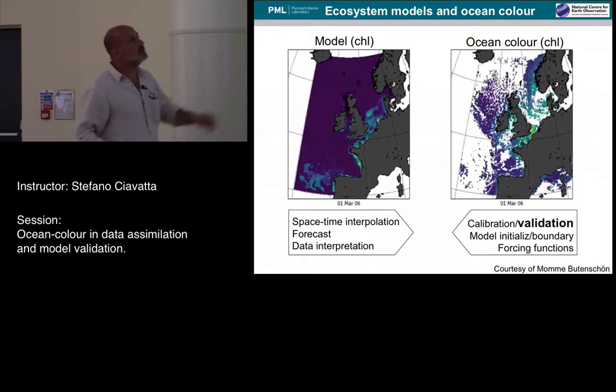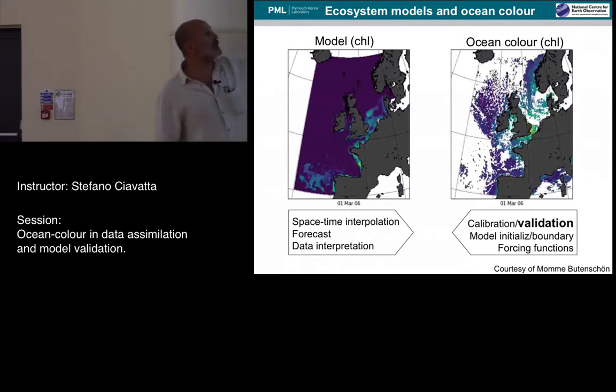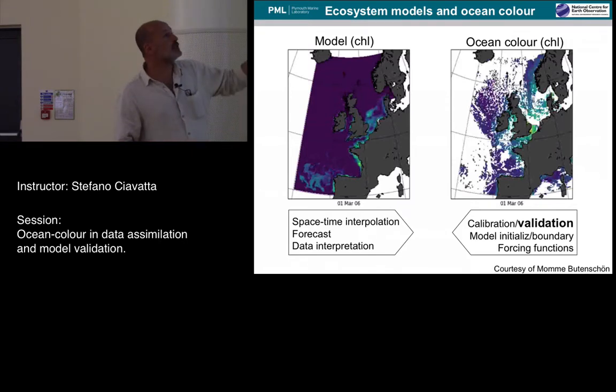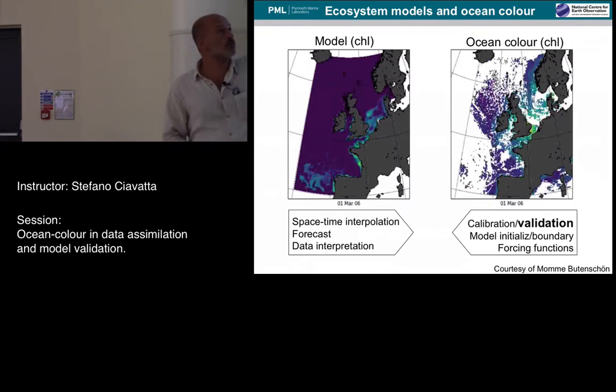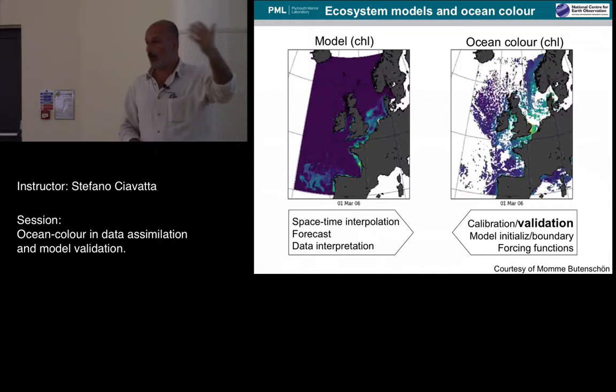So on one hand, we can use the model to interpolate in space and in time the data that we are missing. We can use the model to predict the evolution of chlorophyll in the system, something that the satellite cannot do, it cannot predict. And we can use the model to interpret what's going on in the observations. We can try to explain, for example, the effect of currents on the distribution of chlorophyll that we observe from space.